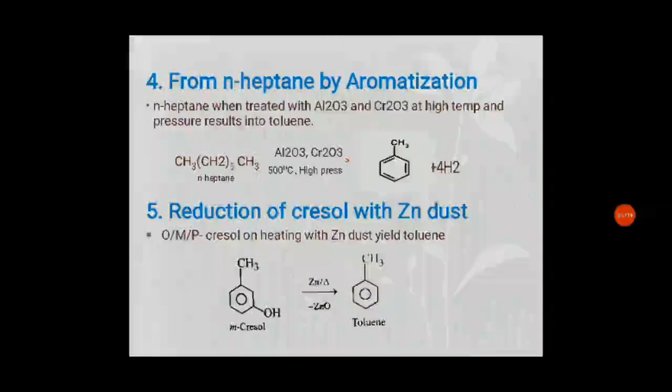Now since in this toluene there are 7 carbon atoms, and in heptane there are also 7 carbon atoms, that means the number of carbon atoms remains the same, only hydrogens are lost in the product.